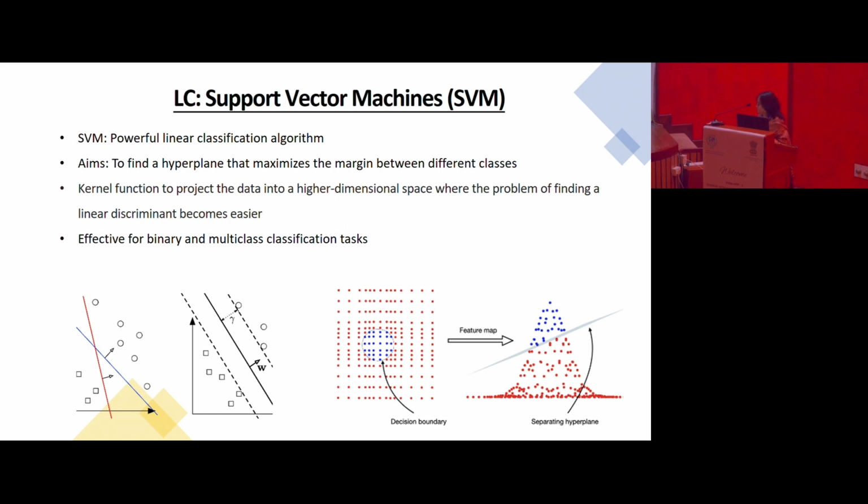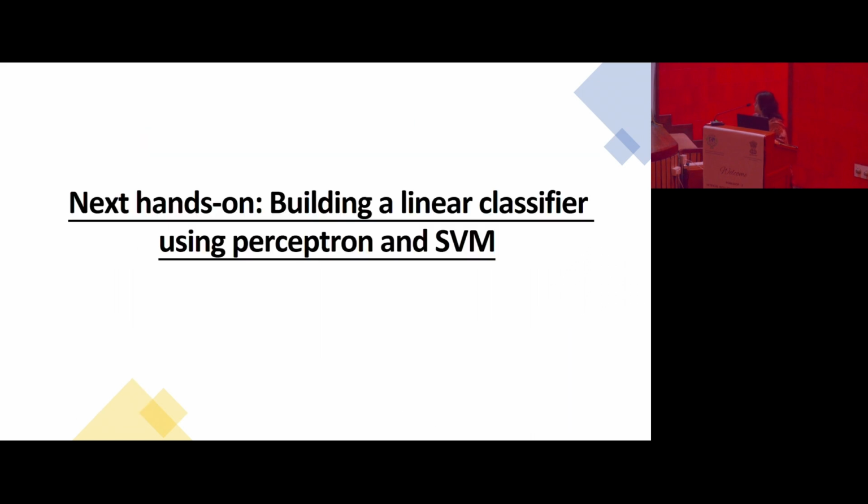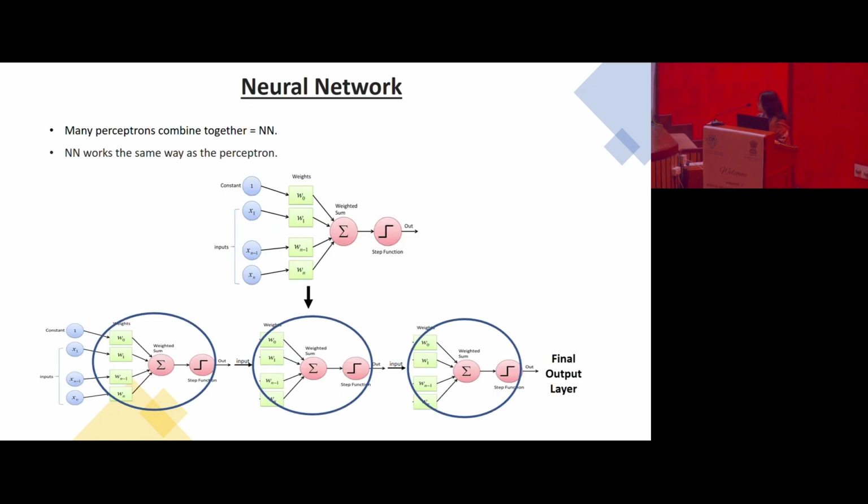So it is effective for binary as well as multi-class classification tasks, and that is probably one of the main reasons that in every published paper, or I should say in most of the published papers, you will find SVM used. So in the next hands-on session, we will build the linear classifier using perceptron and SVM.